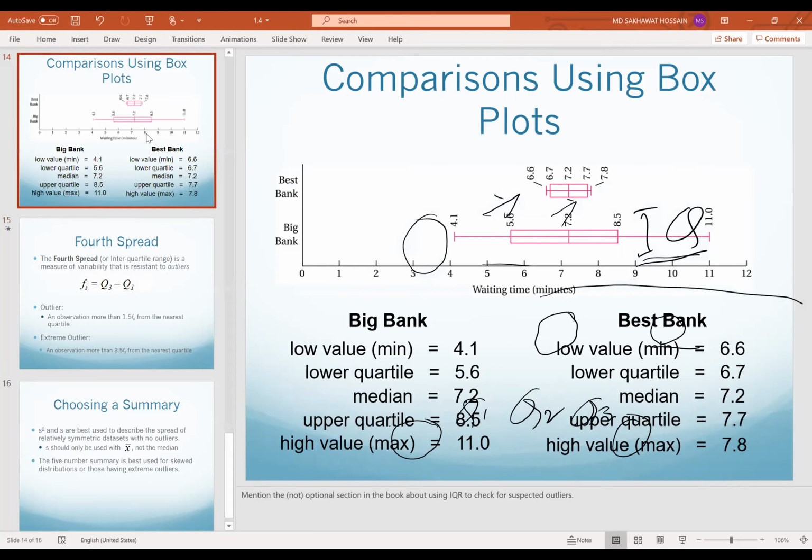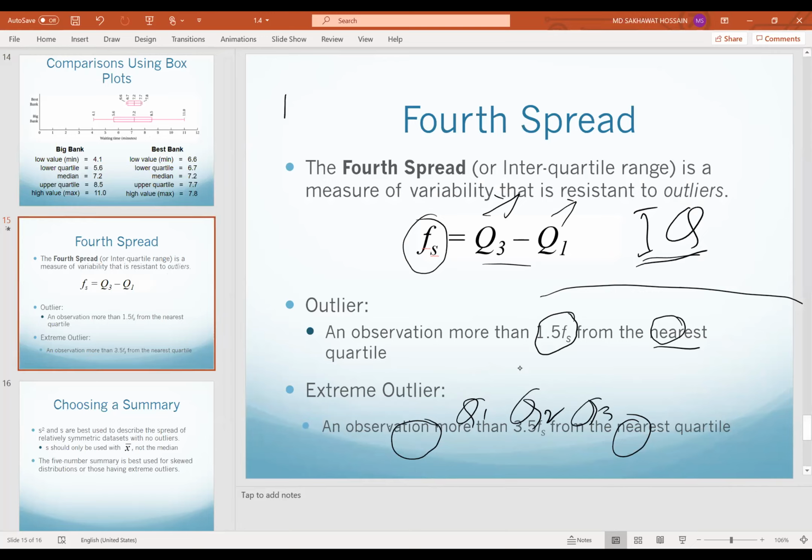So for example, if you go back to the box plot, I can just draw a box plot here. For example, if we have a box plot here, this is our Q1, this is Q3. Now this distance is the interquartile range. This is called the fourth spread, the interquartile range. Now, if we have a value here, and the distance of this value from the first quartile is more than 1.5 times the interquartile range, then it will be called an outlier.